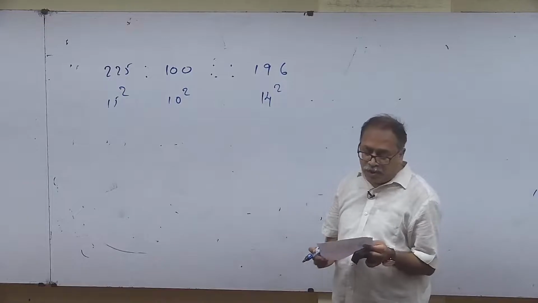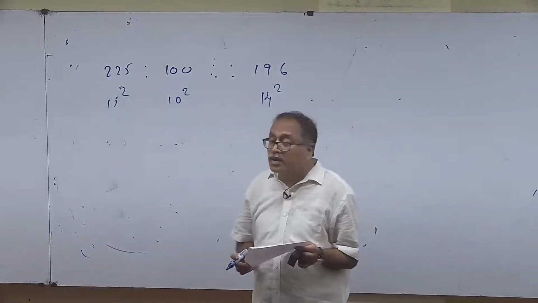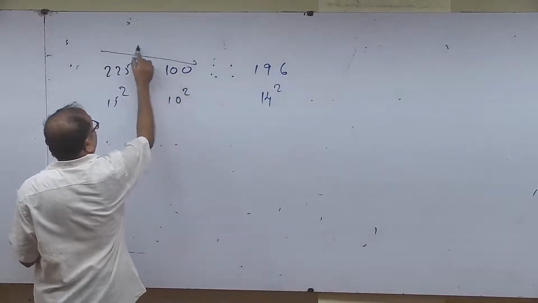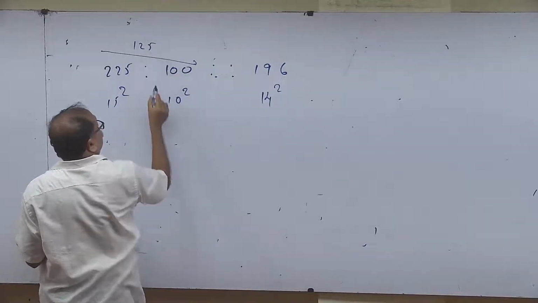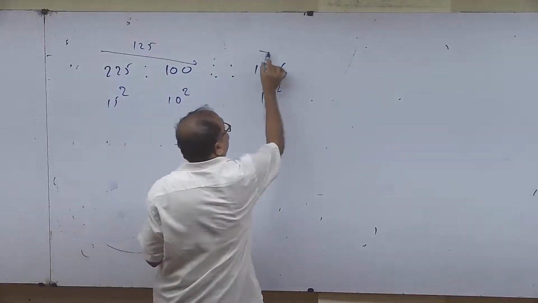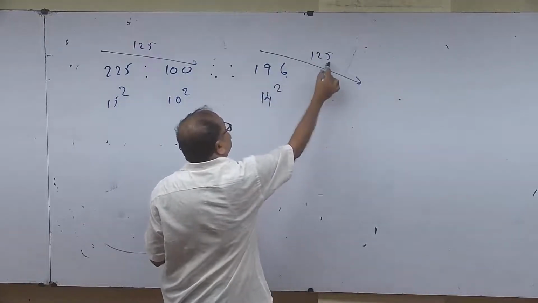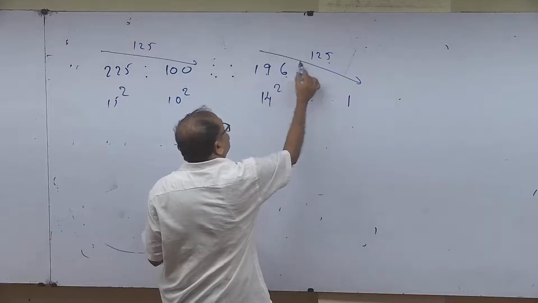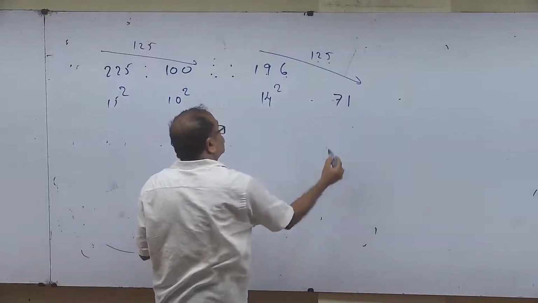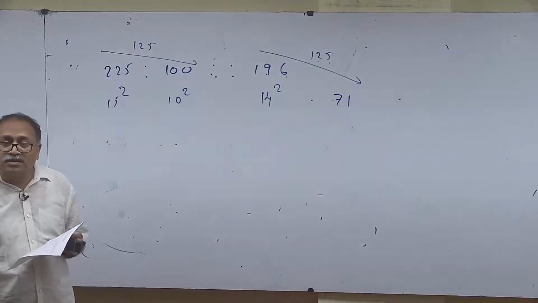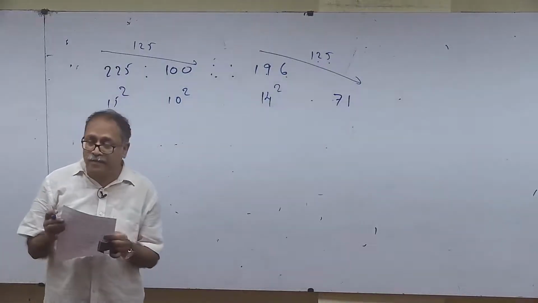Then what do I do? I will go for the difference. So the number is decreased from here to here. This is 125. So from here to here it should be decreased by 125. 6 minus 5 is 1, and this is 7. That's right. Is 71 there anywhere? Yes, 71 is there.